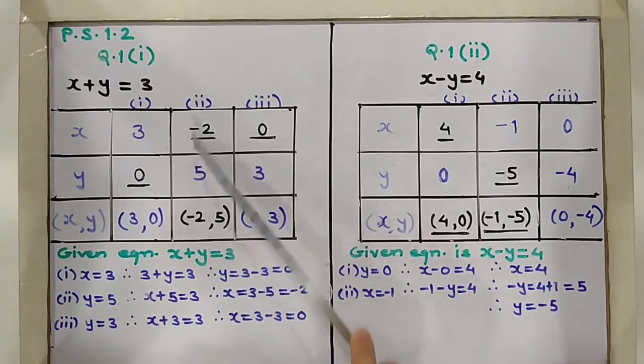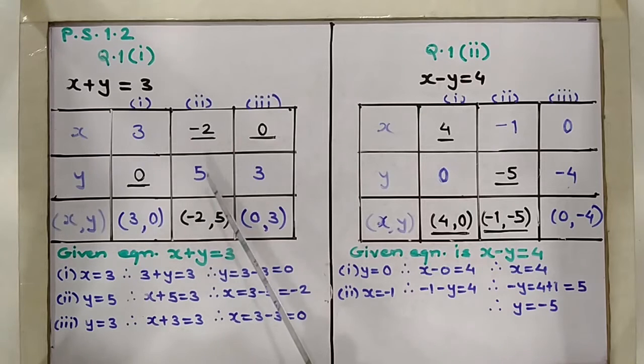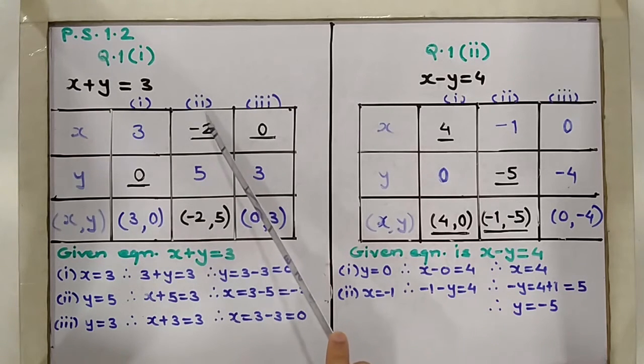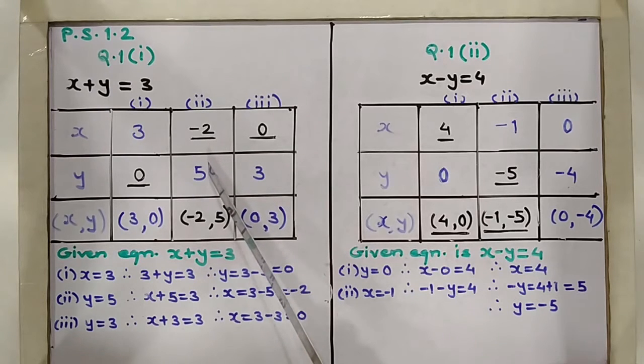Now in this case the value of y is given as 5 and we are supposed to find the corresponding value of x. Equation is x plus y is equal to 3 and we have value of y which is equal to 5. So therefore x plus 5 is equal to 3. Plus 5 will go to the right and it will become minus 5. So therefore x is equal to 3 minus 5, which is equal to minus 2. So value of x is minus 2 and value of y is 5. So the ordered pair will be minus 2, 5.